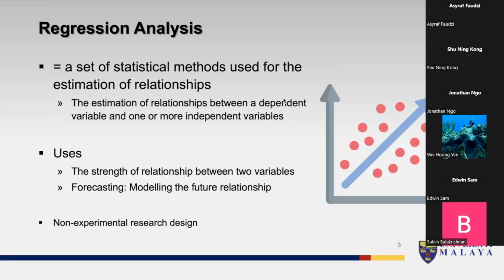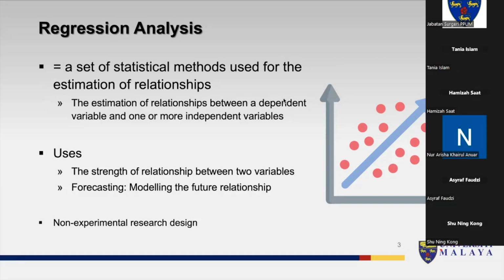In other contexts, for example in business, it can be used to predict future relationships, such as the estimated growth of a business if they do a certain advertisement. This is usually used in non-experimental research designs, in which the variables are not deliberately manipulated or controlled.